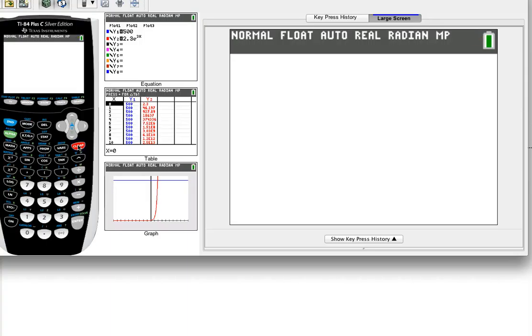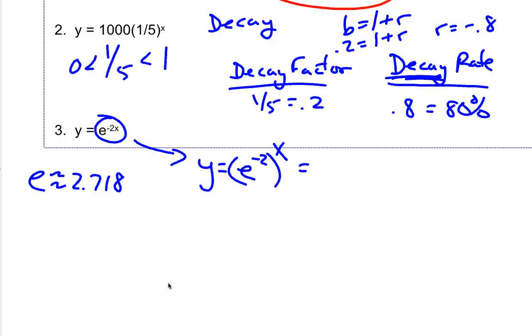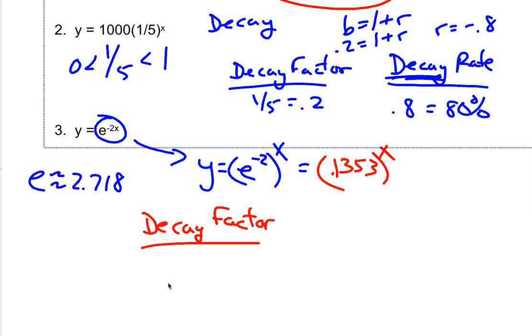I want to do e to the negative 2. It's second ln, that's the natural log, negative 2. And you find out that B is actually about 0.135. So I'll put 0.1353. So this is very similar to 0.1353 to the x. So that is obviously decay, because that is between 0 and 1. So this is decay. The decay factor is e to the negative 2, which is approximately 0.1353.